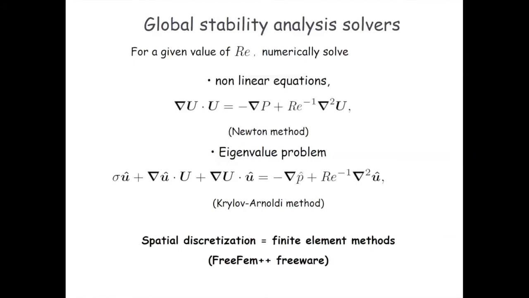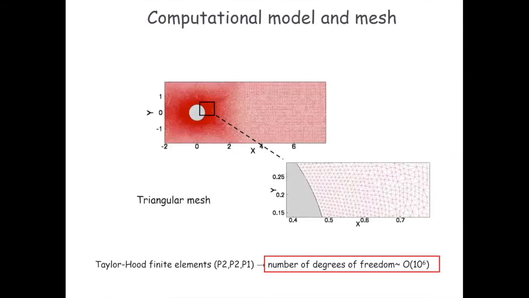So that goes together with writing a mesh. I mean, defining a mesh here, triangular, defining your finite elements. So we will use P2, P2, P1, P2 for the two components of velocity and P1 for pressure, which ends up with roughly a million degrees of freedom in that case. This is not the purpose of this talk, but I just wanted to illustrate that.